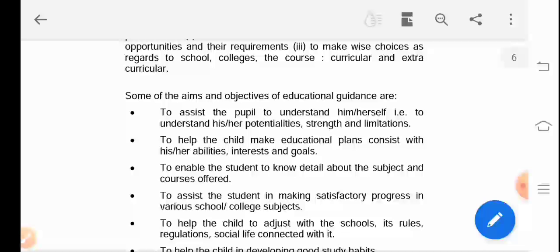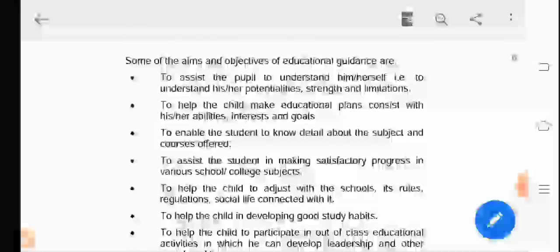Besides, it assists students in making satisfactory progress in the various schools and colleges. Students are facing problems related to their performance, their achievement in both curricular and co-curricular areas. So, in order to have satisfactory progress in their school and college life, educational guidance plays an important role.